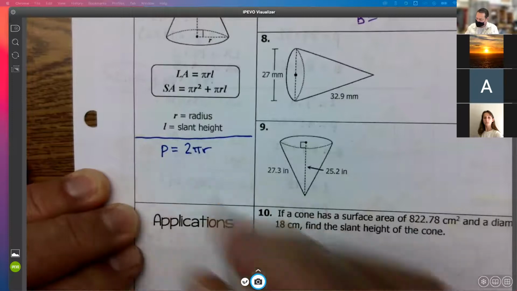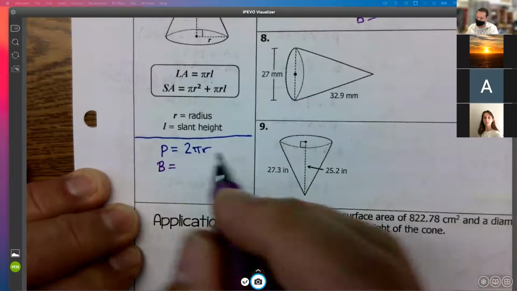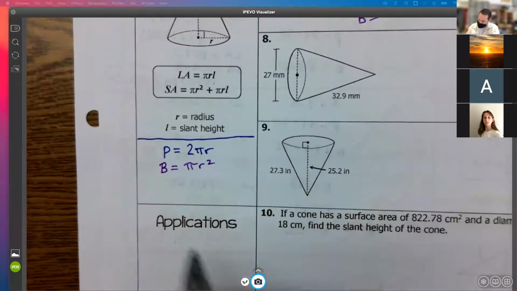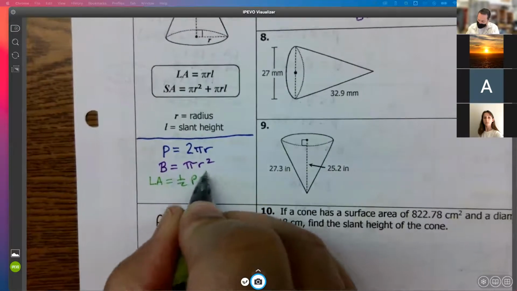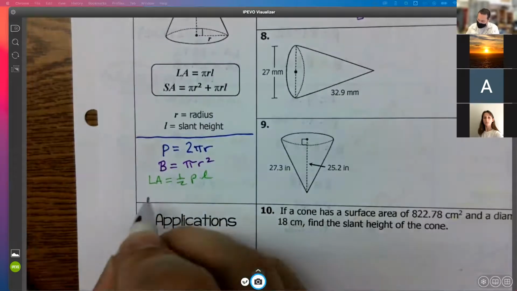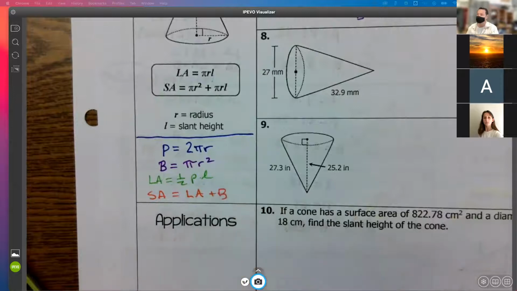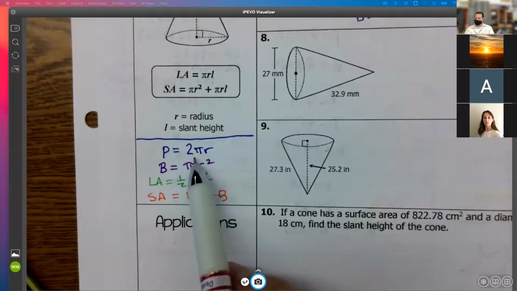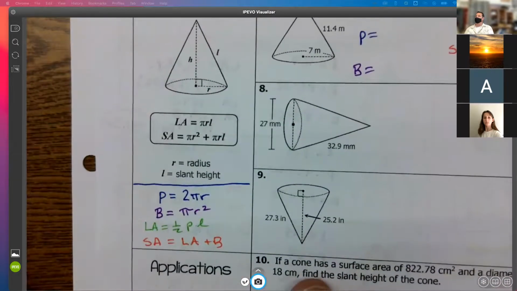And then B is the area of the base. How do you find the area of a circle? Good, pi r squared. And again, what we're saying is that we can use these same formulas. Lateral area is 1/2 P times L, and surface area equals LA plus B, single B. These are exactly the same formulas as the other side. The only difference is when you find the perimeter and the base, you have to choose the part that's appropriate for that shape.